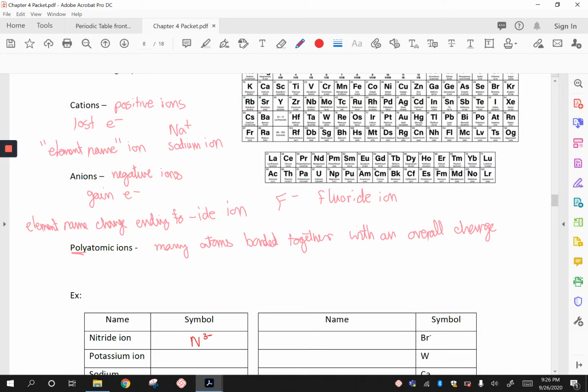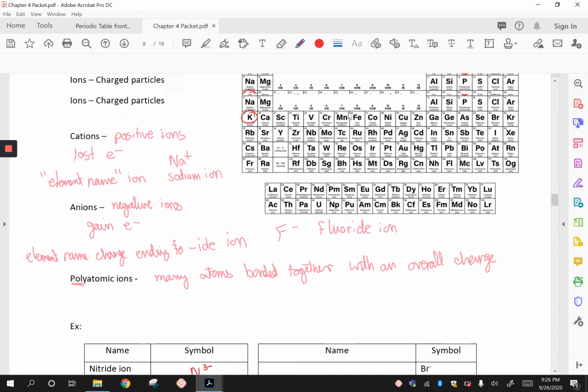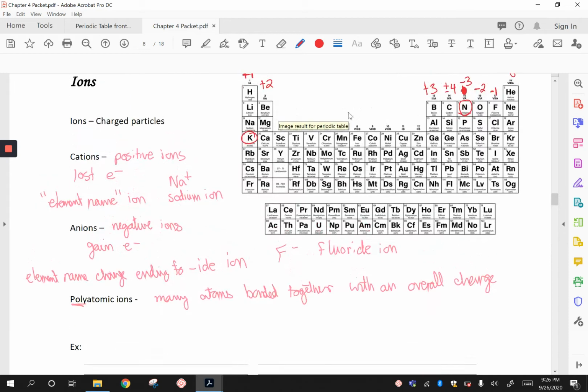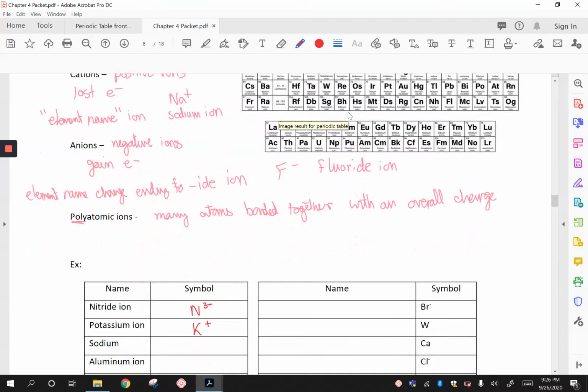Okay, potassium ion, what would that be? Well, potassium is in group 1 right here. So K, and then it becomes +1 because it's in group 1. They get a +1.